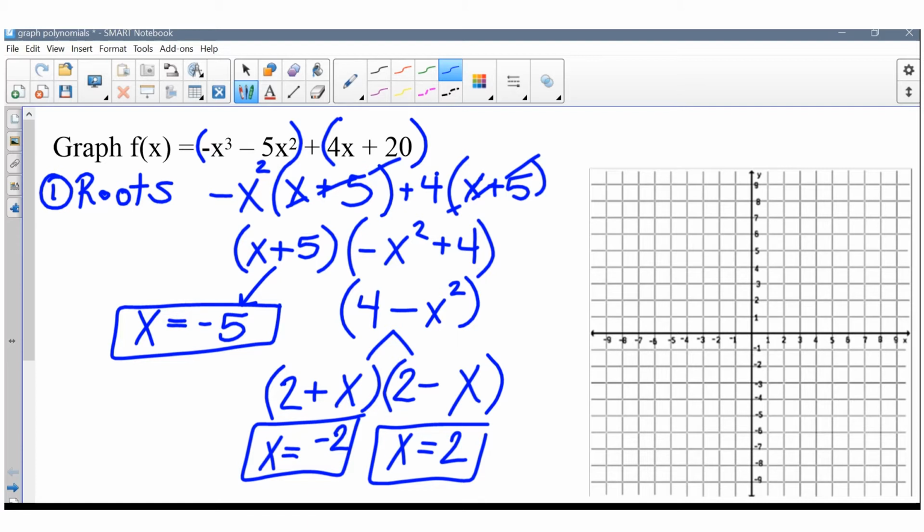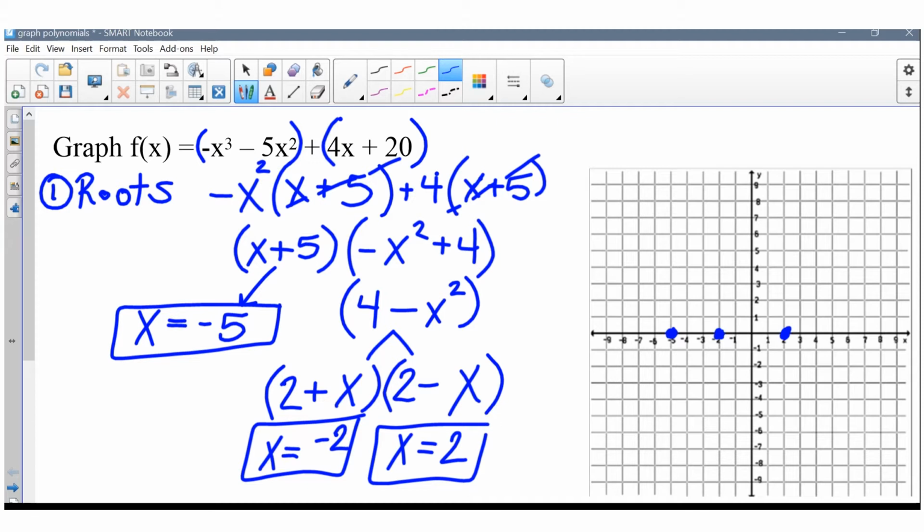And now we actually graph those. So I put my first root on negative 5, then negative 2, then 2. So that's step number 1. Now on the homework, the first one is already factored for you. They give it to you in factored form. So you would get to skip all of this. Sometimes you have to do that part yourself.